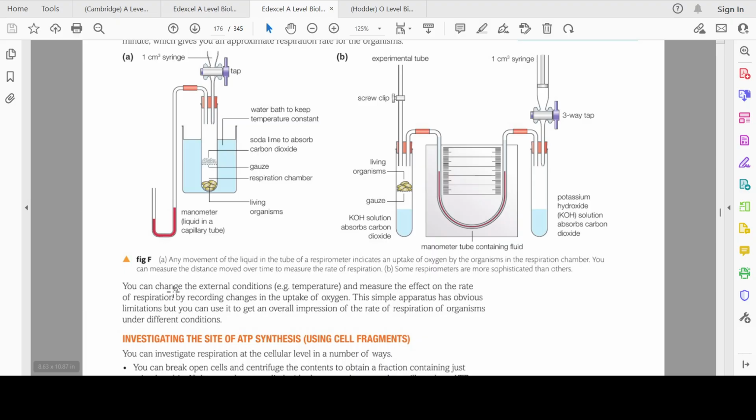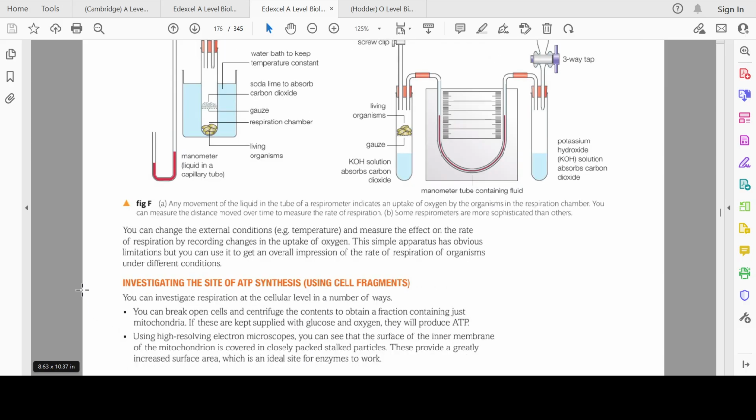And then what we can do is change the external conditions. You can see that a water bath is used to keep the temperature constant. We can change the temperature, for example, and see how that affects the rate of respiration. So, with an increase in temperature, what effect would that have on the uptake of oxygen? Okay. And there are obviously limitations, but it can give you an overall idea about it.